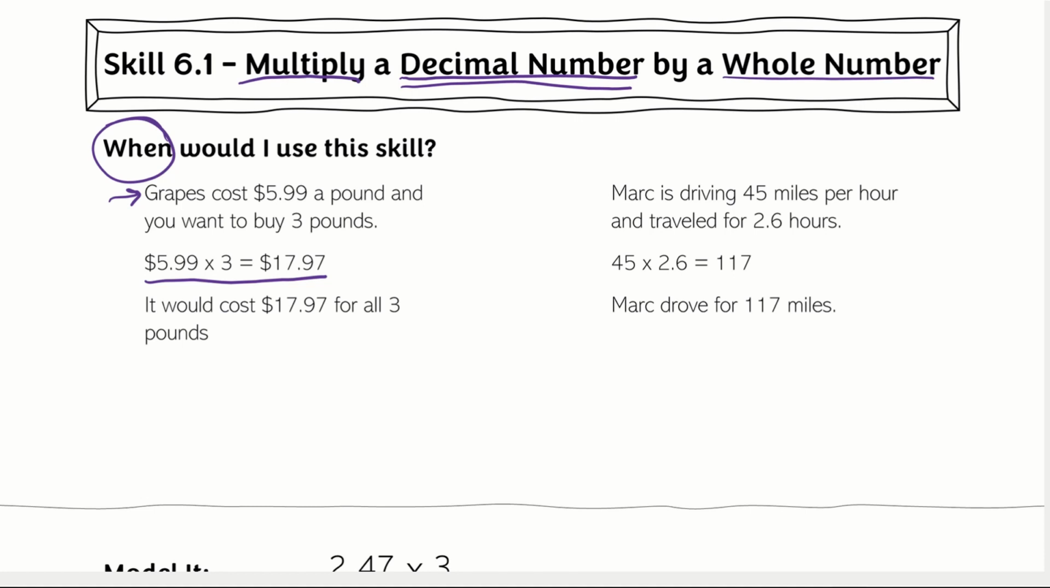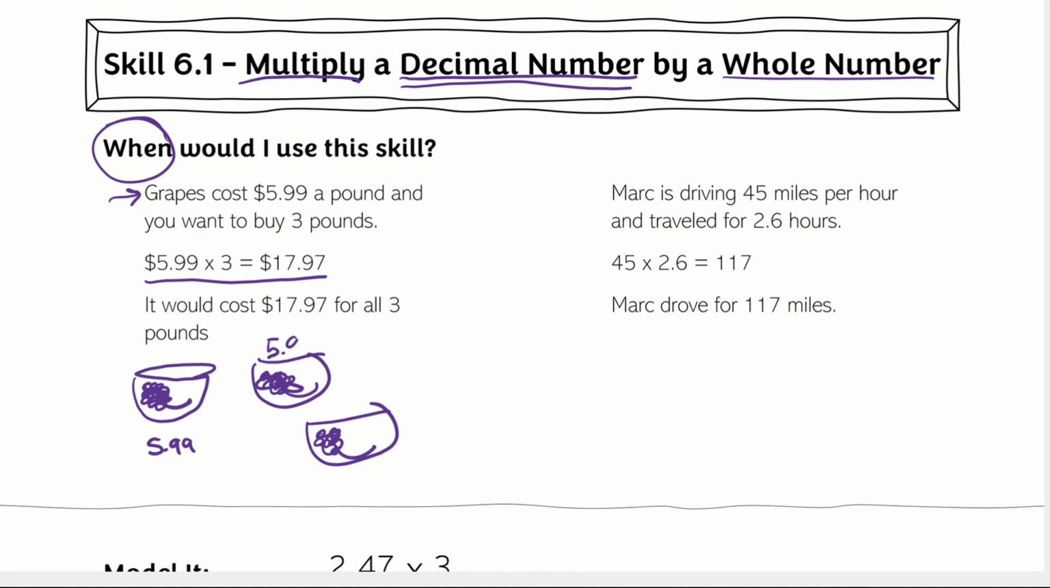I could think of it like this. If I know that 1 pound of grapes, there's going to be like my bag with grapes in it, costs $5.99 for one, I want to know how much it would cost if I had 3 containers of grapes, and they each cost $5.99. How much would it be all together? So we can use our $5.99 times 3.